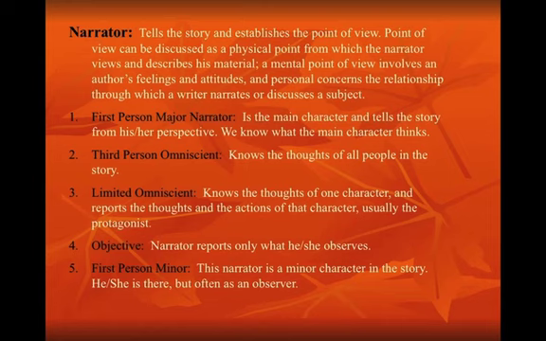Third person omniscient is also very common, where we know the thoughts of all the people in the story. Limited omniscient, where we know the thoughts of one character, and this person reports to us about what other people are doing. There is the objective narrator, where the narrator reports only what he or she sees, and the first person minor narration, that's told through a minor character in the story. That would be something like the Sherlock Holmes stories, whereby Dr. Watson tells the story.